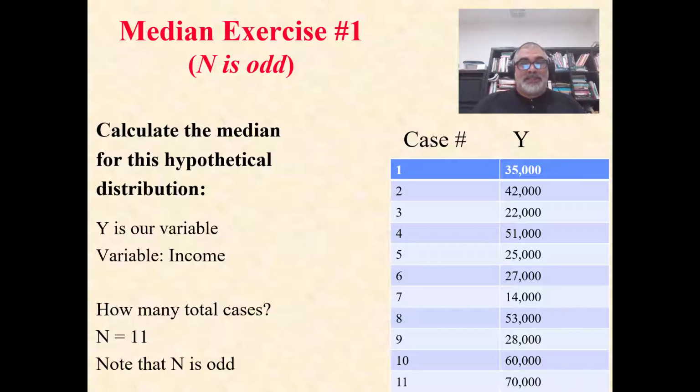So here's our exercise for the median. We're going to look at this left-hand column. It says cases. We have 11 cases, 1, 2, 3, 4, 5, 6, 7, 8, 9, 10, 11. And on the right hand, we have our variable. We're going to call our variable y. And we see here that y is our variable, and our variable is income. So the first person makes $35,000 a year, the second person makes $42,000 a year, all the way down.